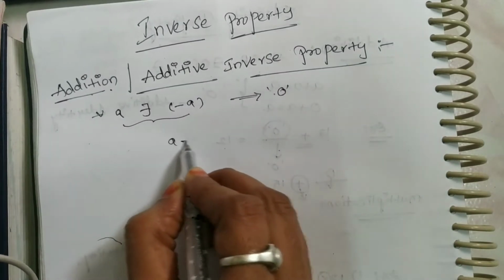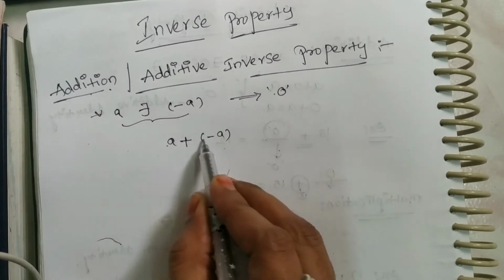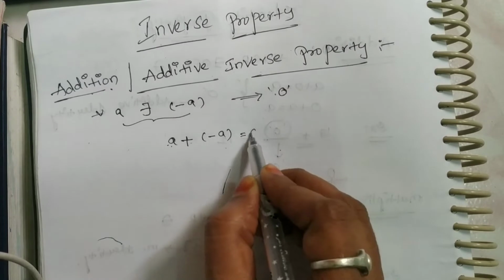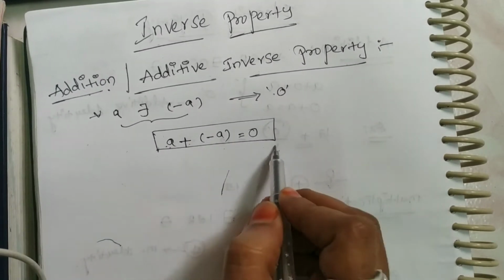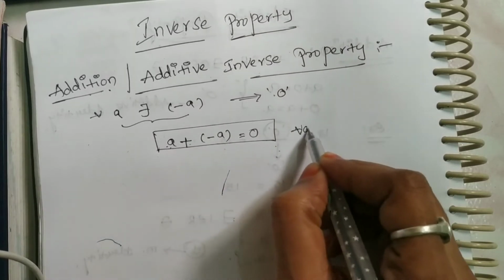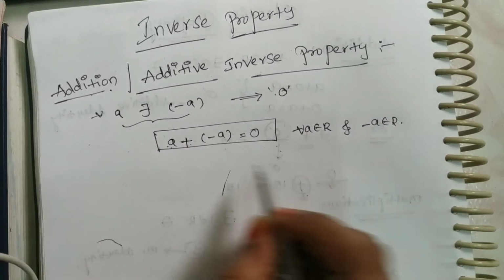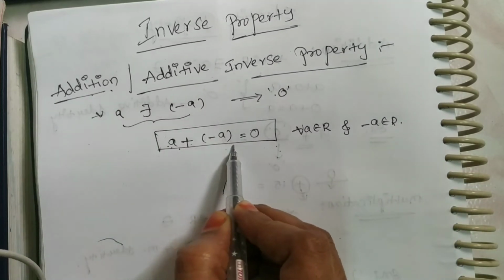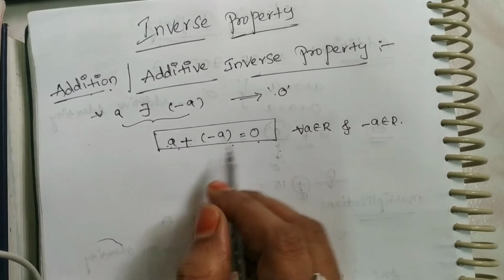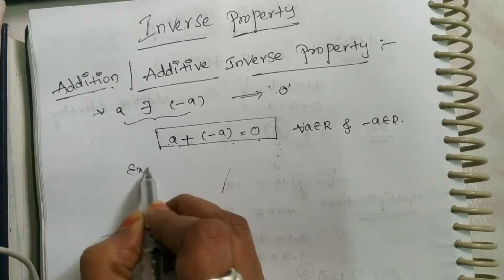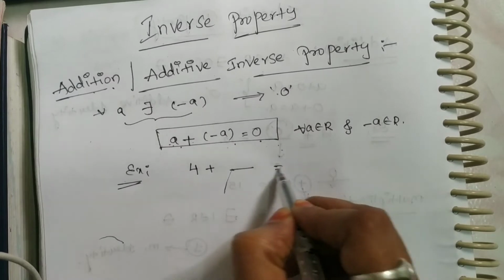So here a is a real number and the opposite of a is minus a. When we add them, a plus minus a equals 0. This property is known as the additive inverse property. So here for all a belongs to R, minus a also belongs to R. Here a is a real number and 0 is the additive identity.